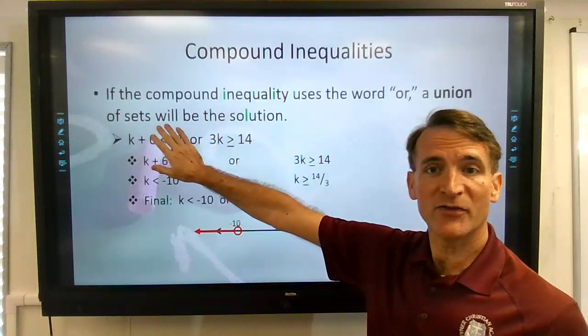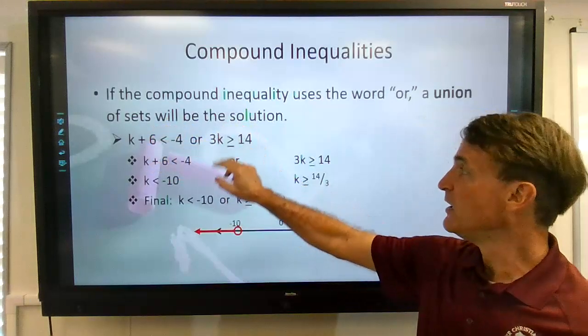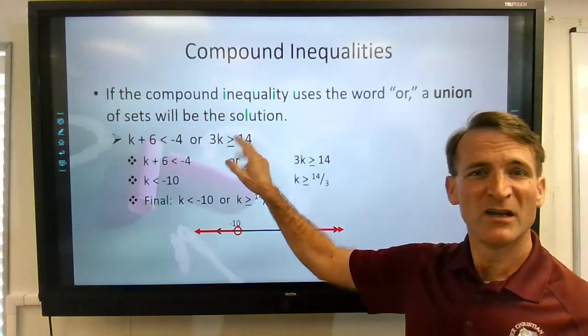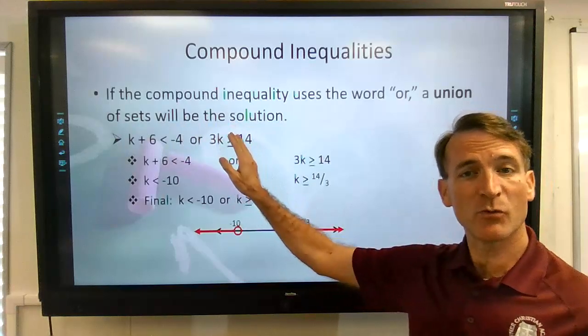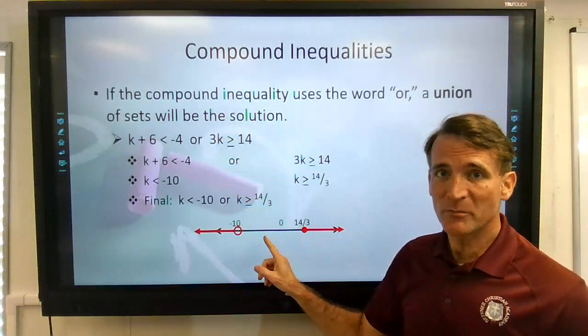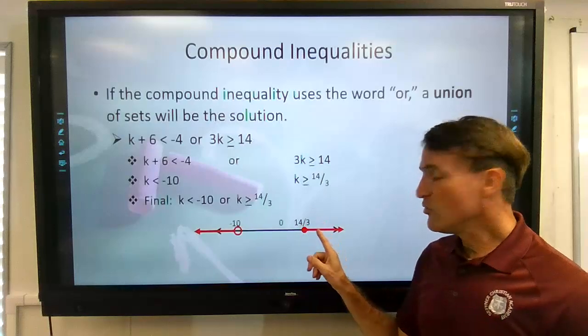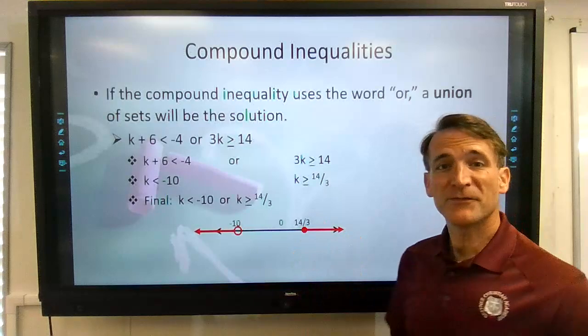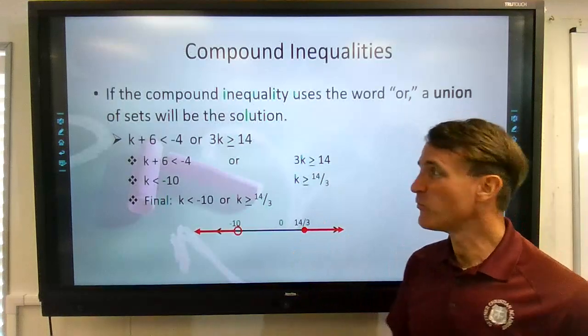So it doesn't check out there, but I do need to check it with the other one. If I plug in a 0 here, I get 0 is greater than 14. Is that true? No, it's not. So it's not true with either one of these, but that's okay because according to our solution, it shouldn't be. Now let's pick a value greater than 14/3. So something like 5. Right? 5 is greater than 14/3.